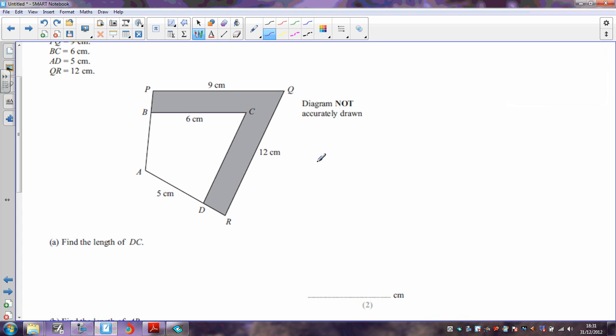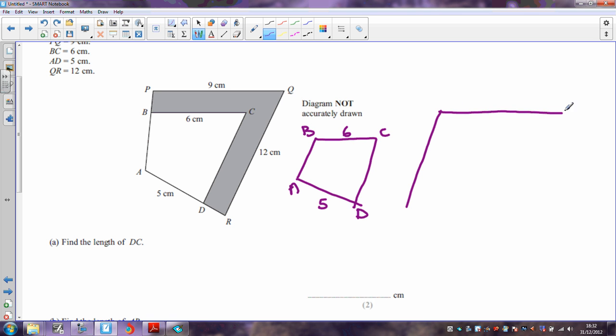Sometimes I find for questions to do with similarity that it's better to draw the shapes separately. So that's what I'm going to do here. I've got one of my shapes, which is ABCD, for which the lengths are 6 there and 5 there. And then the larger one, which is an enlargement, which looks something like this, which is APQR.